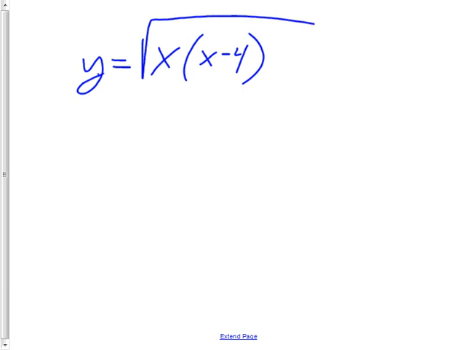All right. Last one. X, I don't know what's y equals. It's supposed to be a y. Y equals that. Try it.